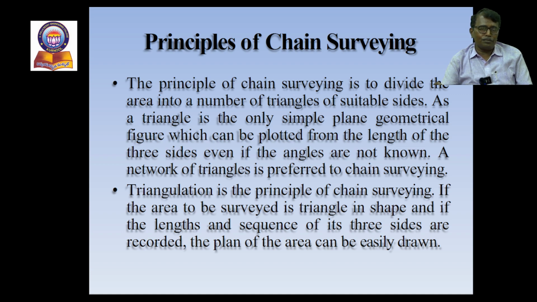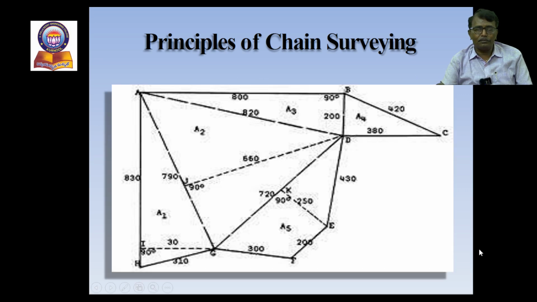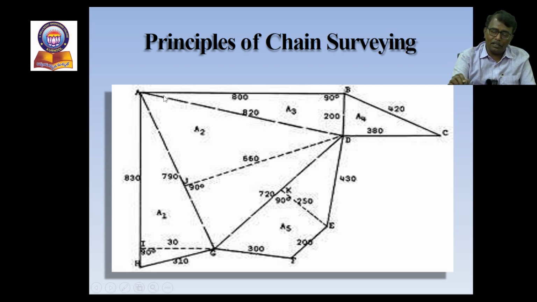If the area to be surveyed is a triangle in shape, and the lengths and sequence of its three sides are recorded, the plan of the area can be easily drawn. So like this one, the principle can be applied. By knowing the three sides of the triangle ABD, you can calculate the area also. Similarly, for BDC, you can also find out the area. By knowing the three sides, you can easily plot them on the drawing sheet or on the computer screen.